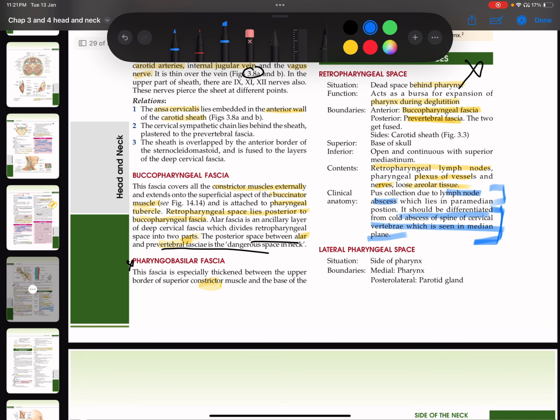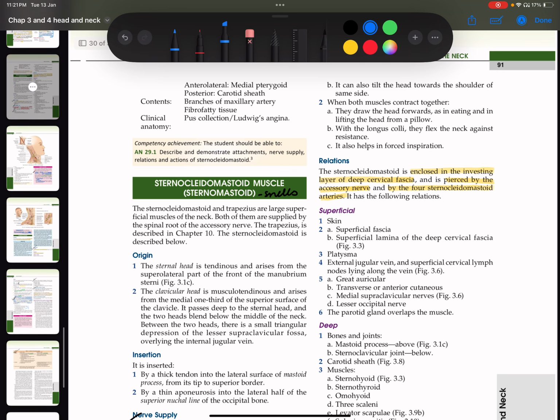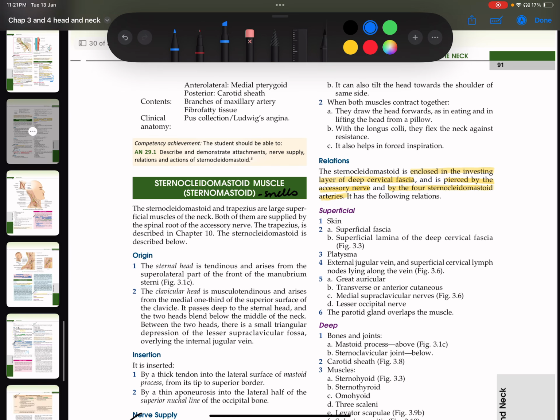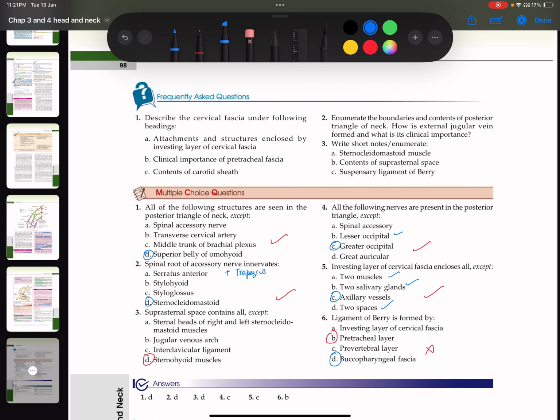Okay, moving forward, we're done with everything. Now we just have to look at the MCQs. Let me go there. Which MCQ shall we discuss? This one: the investing layer of cervical fascia encloses all except, so it has two muscles, two salivary glands, and two spaces. And then, is the ligament of Berry formed by the investing layer of cervical fascia? No.